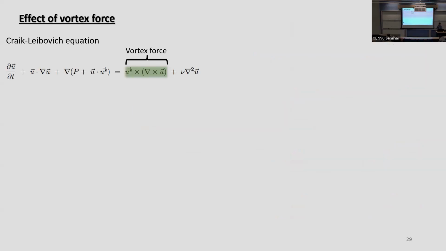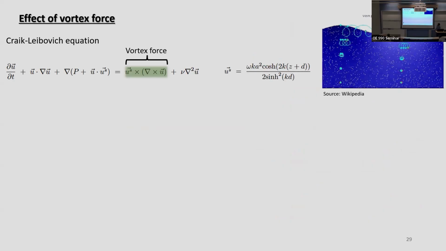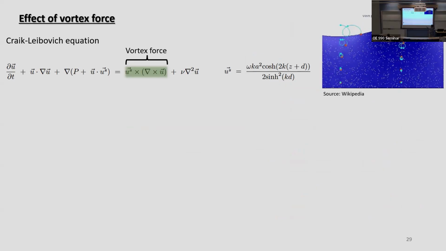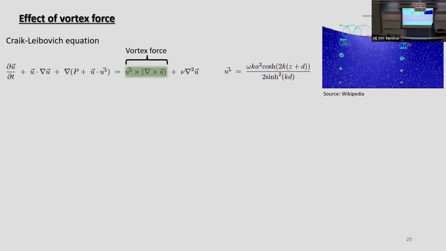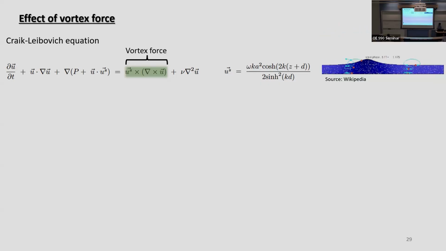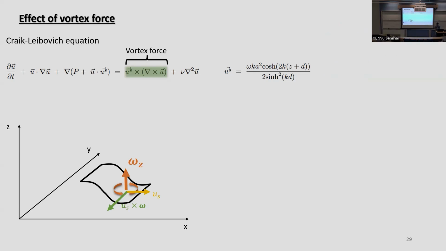Okay, we have our divergence, strain, shear, vorticity. What can we do from there onwards? What we can do is look at the Craig-Leibovich equation. In that equation, we have this term, the vortex force. Here, Us is the Stokes drift velocity. The Stokes drift velocity looks something like that. This is taken from Wikipedia. For a deep wave, it looks something like that, and for a shallow wave, that.